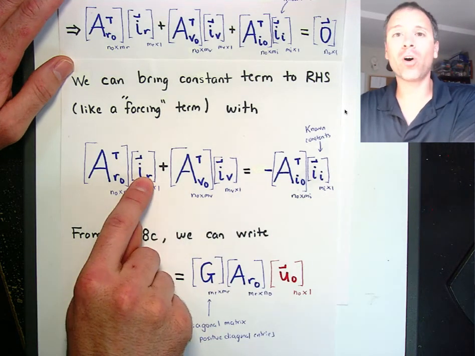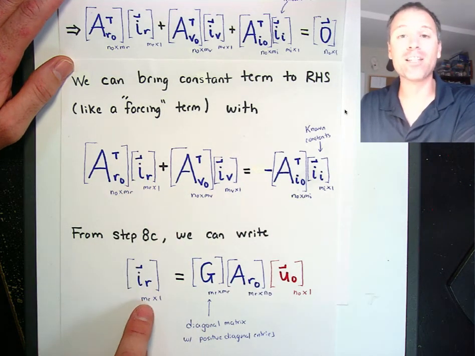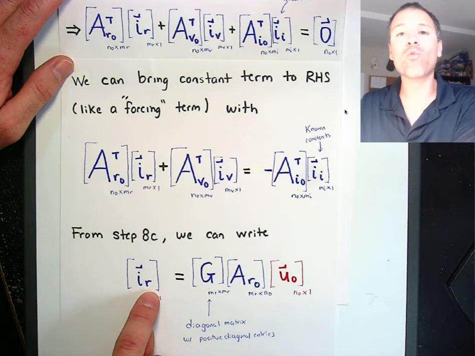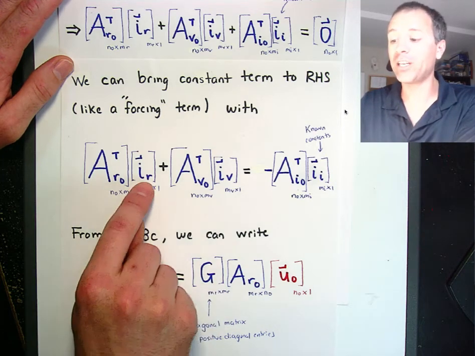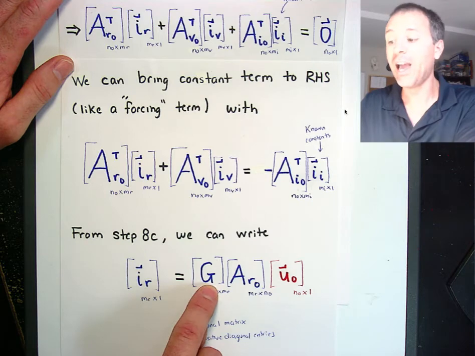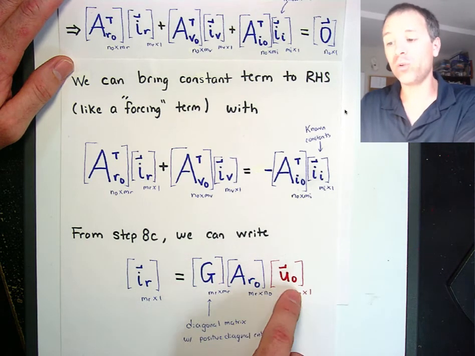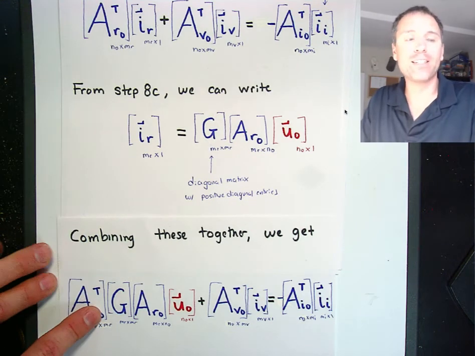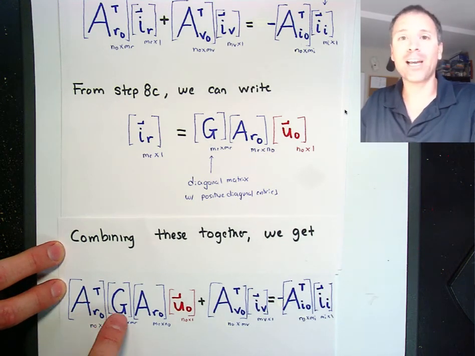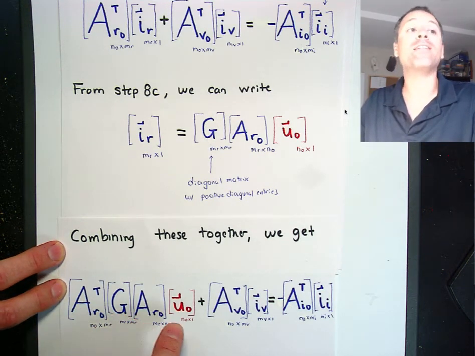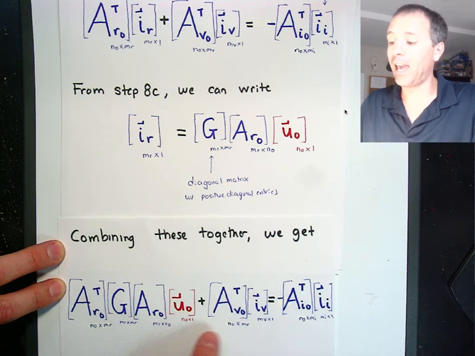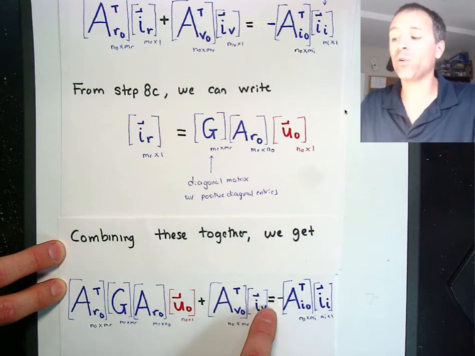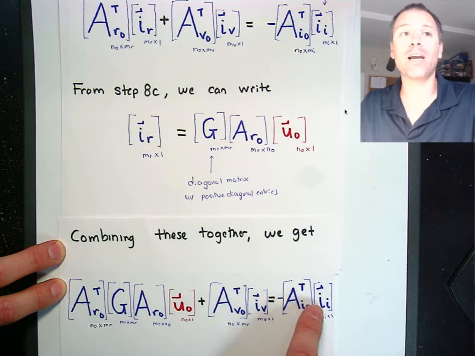This vector I sub R from step 8b in this video, we've seen that we can write in a different way. Specifically, we could say that I sub R is G times A sub R times U naught. But check that out. That means if we combine those together, we get this system: A_R naught transpose times G times A_R naught times U naught plus A_V transpose times I sub V equals negative A_I naught transpose times I sub I.